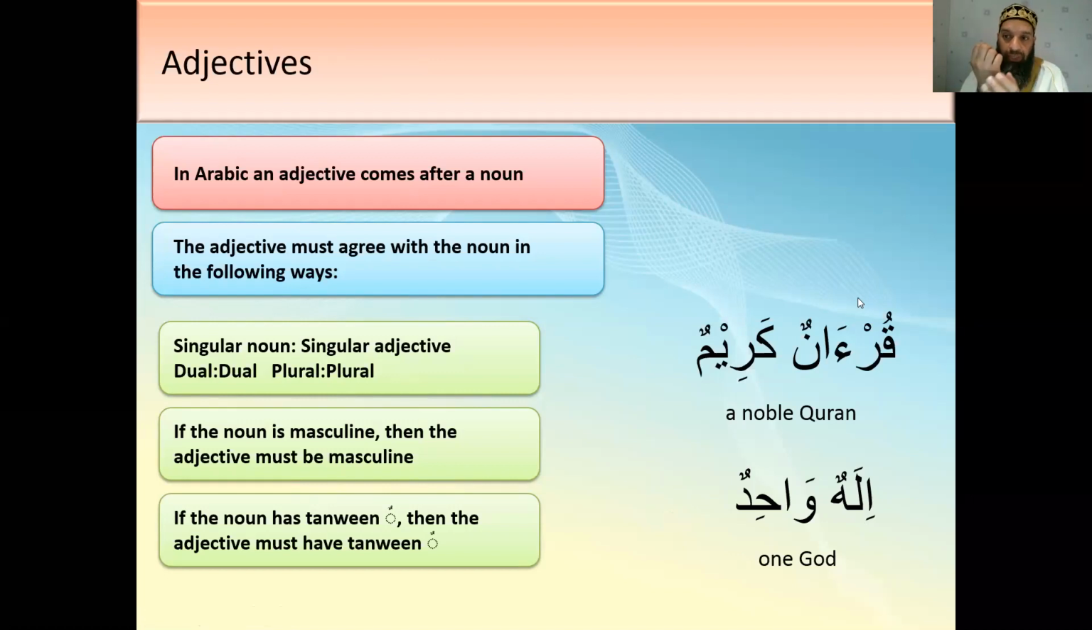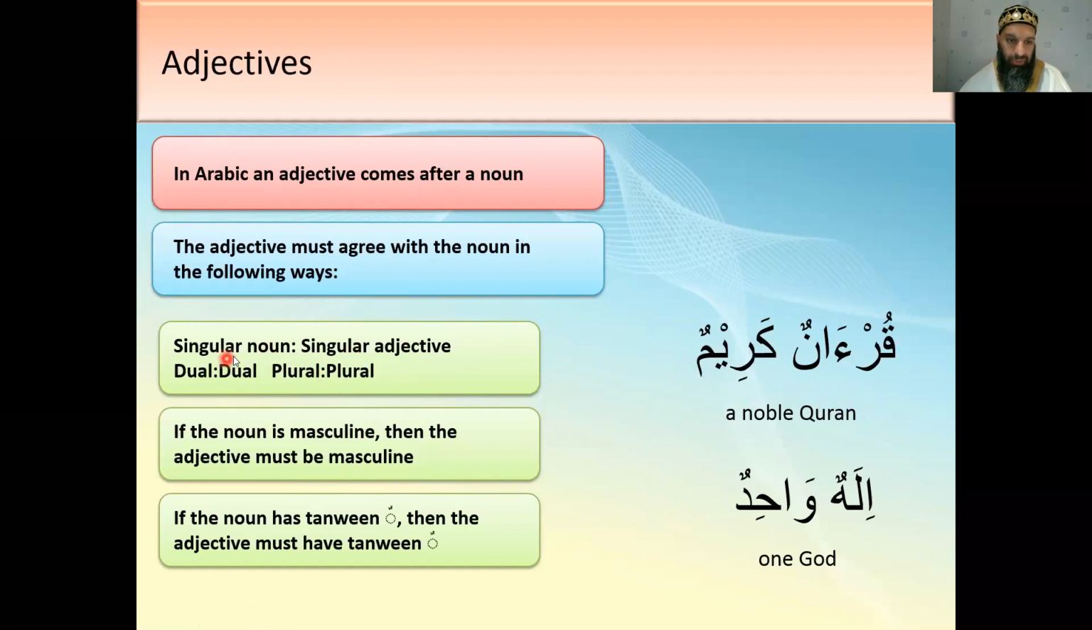So in Arabic, you say the word and then you describe it afterwards, right? So Quranun Karimun, a noble Quran. Quran is mentioned first and then its characteristic is mentioned afterwards, but you translate it in English like you say it in English, a noble Quran.